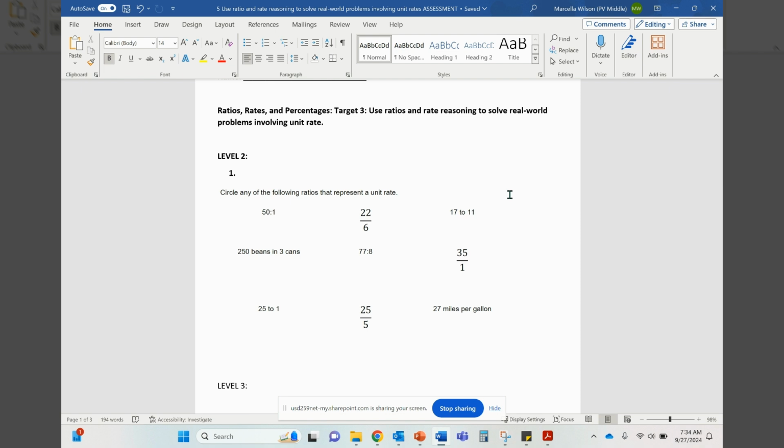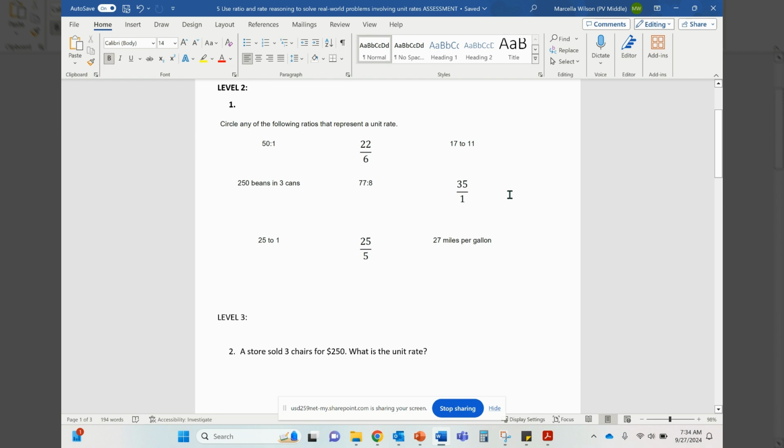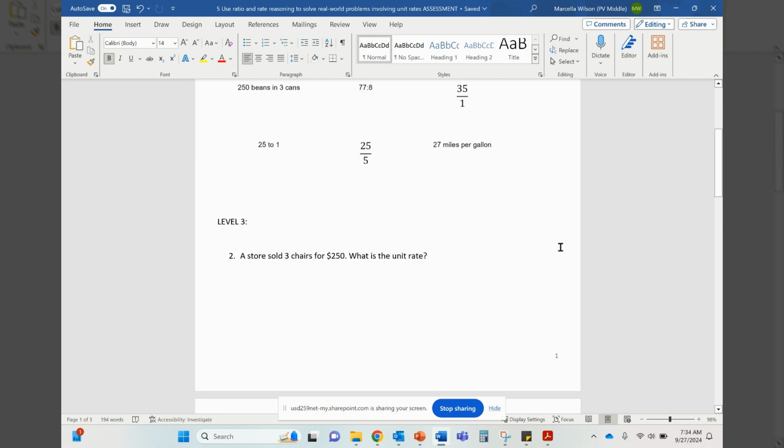I can't think of a single other example. Miles per gallon. You're thinking of something over one, okay? So I'm pretty much giving you the answer here. So if you see a ratio that's a number compared to one, that's your unit rate. I'll give you a hint, there's more than one here, so don't just circle one.